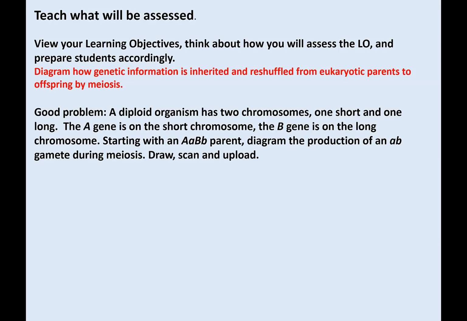The big A gene is on the short chromosome. The big B gene is on the long chromosome. But now we're going to start with a heterozygous parent, big A, big B, little b. Diagram the production of a little b gamete during meiosis. And then for an online exam or online question, I have them draw it, scan it, and upload to Beachboard.